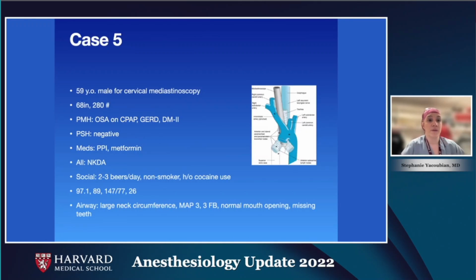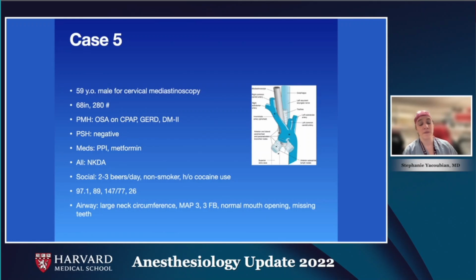Now we move on to case number 5, and here is a 59-year-old patient with lymphadenopathy coming for cervical mediastinoscopy. This patient has a history of OSA, uses a CPAP, and upon exam in the pre-op area, you notice a very large neck circumference, Mallampati 3 finger breadths, and a few missing teeth.